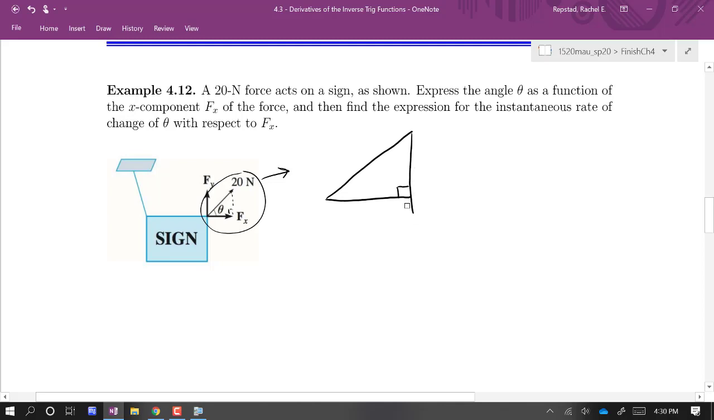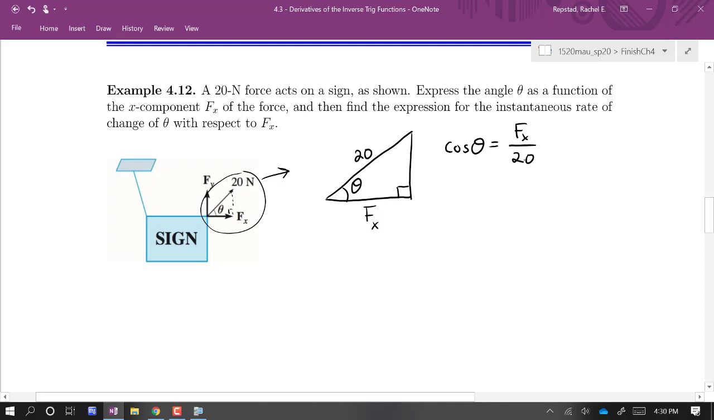So there's our angle theta. The magnitude is 20 newtons, so that's the hypotenuse. And the f sub x is this side at the bottom. So if I wanted to make an equation that relates f sub x to theta and the hypotenuse, you think of SOHCAHTOA, we're going to use the cosine function because cosine is adjacent over hypotenuse. So that gives us f sub x over 20.